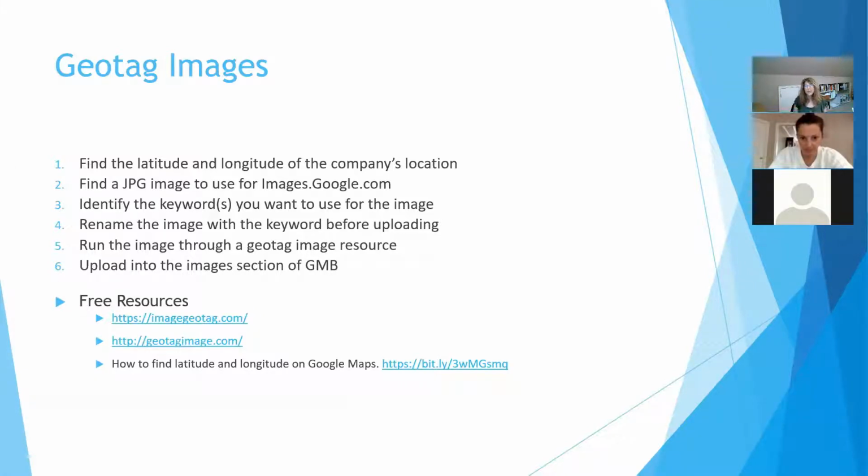The first thing you want to do is find your latitude and longitude of your company's location. And then you want to find a JPEG image to use that you want to appear on images.google.com. Once you know your latitude and longitude, you have your image, then you need to figure out what keyword you want to rename the image using. And that's kind of important because that's an SEO technique.